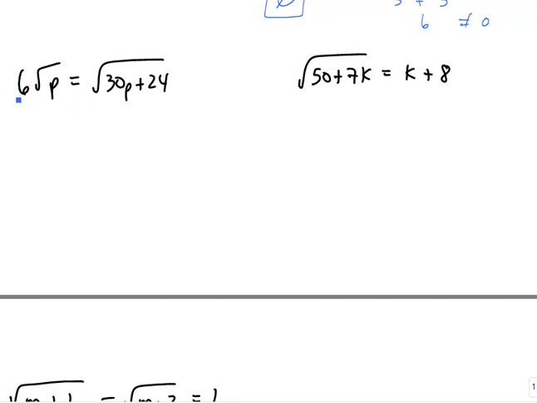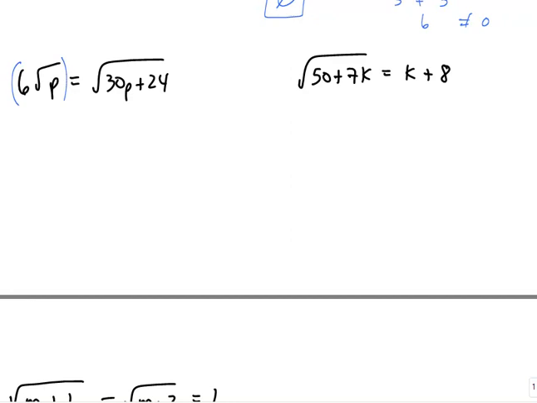There's no way to get rid of this 6 and isolate our square root of p, because if I wanted to move the 6 to the other side, I would have to divide by it, and that would just give me a fraction over here on the right side, which makes things worse. So this is pretty much as isolated as it can get. So the only thing left to do now is to square both sides.